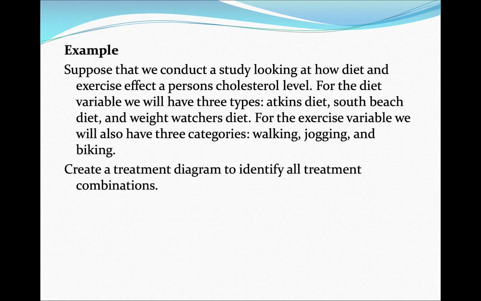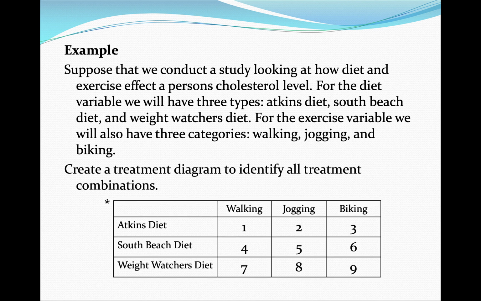One of the things that we commonly do with these kinds of studies where we have more than one treatment group is we identify the different treatment combinations as we look at them. There's a couple ways to do this, but the common way, especially when you have two variables, here diet and exercise, is to simply create what we call a treatment diagram. And basically it's just a table, and it will represent the 9 treatment groups.